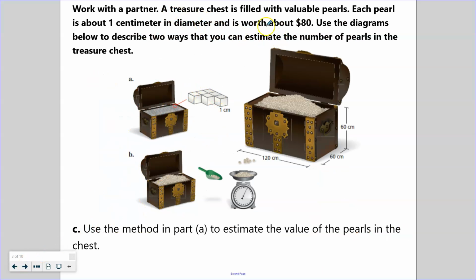All right, so a treasure chest is filled with valuable pearls. Each pearl is about 1 centimeter in diameter and is worth about $80. Use the diagram below to describe 2 ways you can estimate the number of pearls in the treasure chest, right? And so we're looking at all these pearls, and we say that they're about 1 centimeter in diameter, right? And so you can see that they've estimated them, and you can do an array, right? So we can do an array, and then also you can measure by weight, okay?